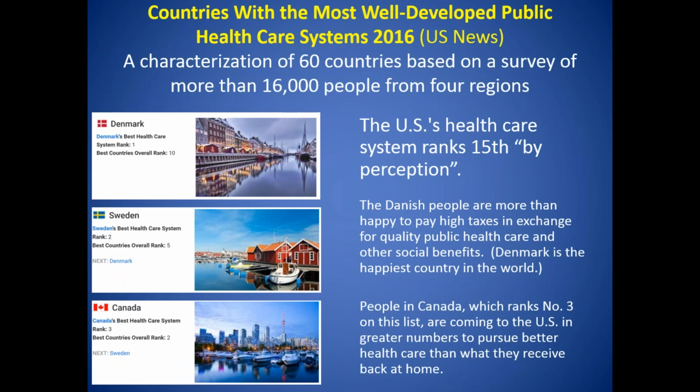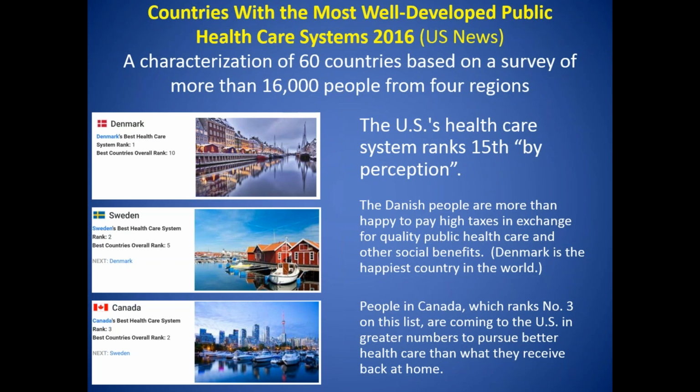Okay, just this week, U.S. News reported again on public health care systems. They did this based on a survey of 16,000 people in 60 different nations. In their listing, the U.S. healthcare system ranked 15th. There was no information about the methodology other than to say this was by perception among the individuals who were surveyed.